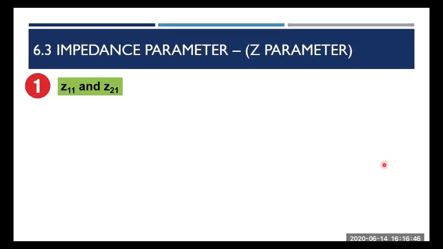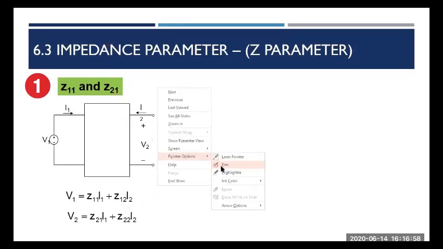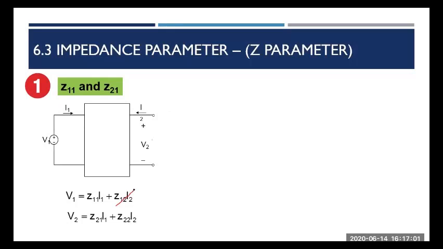Okay, this is the step for how you can find Z11 and Z21. Remember, by setting I2 equals to 0, you can get your Z11 and Z21.